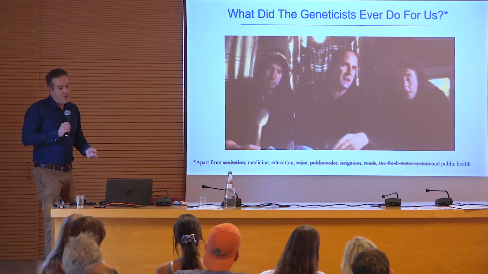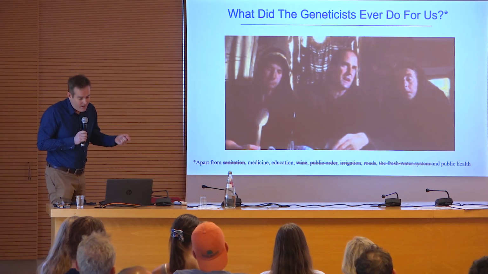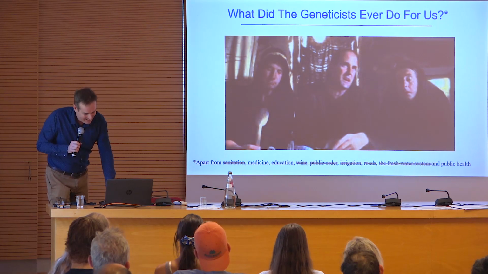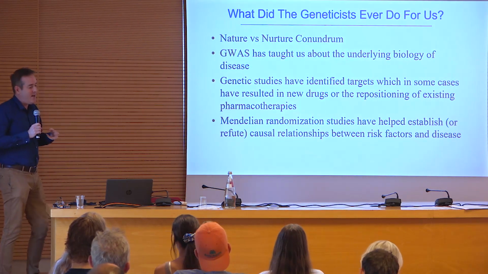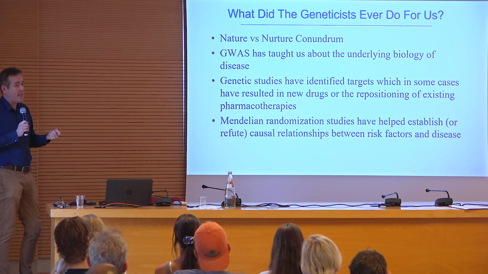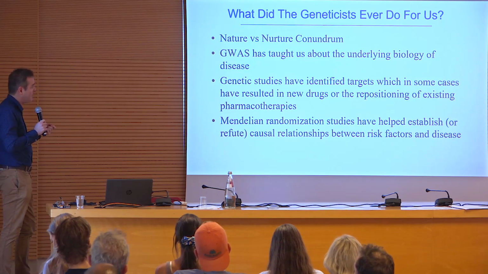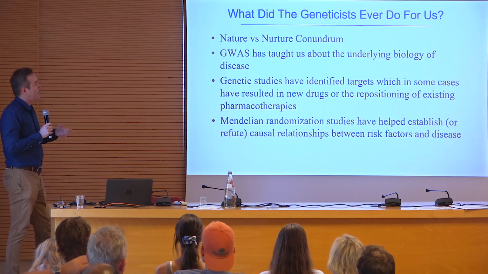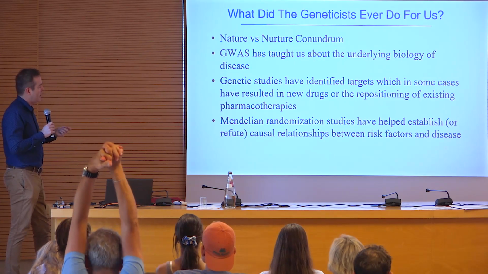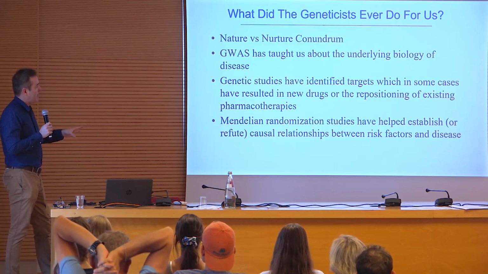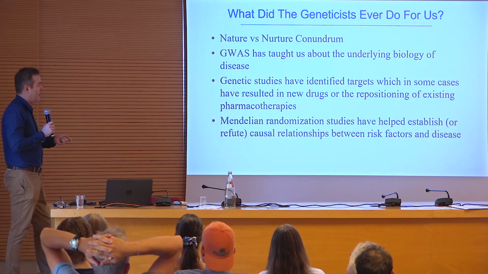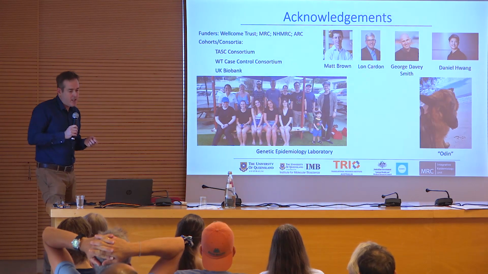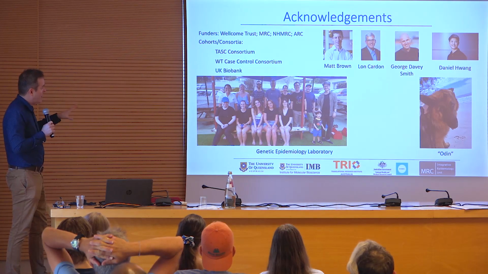So, at the beginning of the talk, I asked, what did the geneticists ever do for us? This is a Monty Python reference for folks who are under 50. Hopefully, I've convinced you that geneticists have allowed us to say something about the nature versus nurture controversy. GWAS has taught us about the underlying biology of disease, and in some cases identified targets that have resulted in either new drugs or repositioning of existing pharmacotherapies, and Mendelian randomization studies have helped establish or refute causal relationships between risk factors and disease.